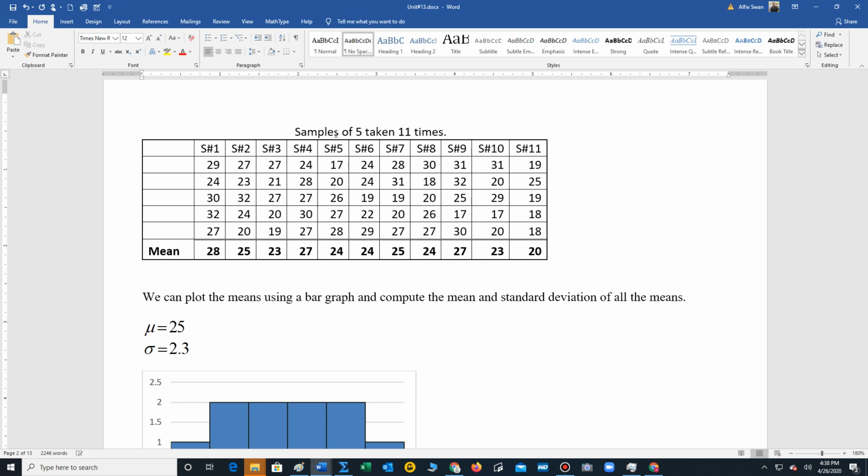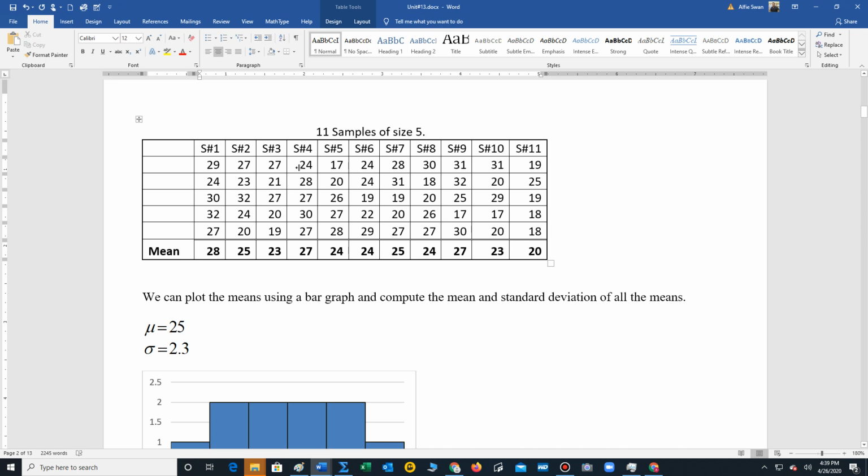Here we have 11 samples of size 5, and so we have 5 different ages that are randomly selected from our population of 800 ages. For each of these samples, we're going to compute the sample mean like we did in our previous example. In fact, that example is right here. That's the first of our samples. The average age was 28. And for all the other samples, we have other sample means.